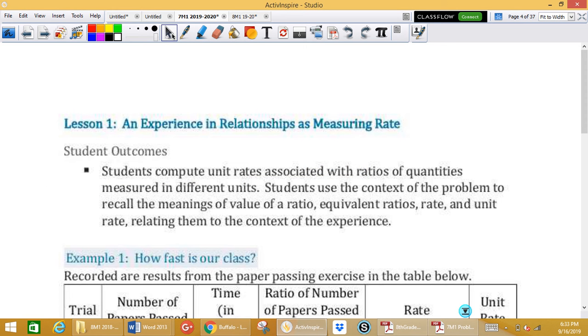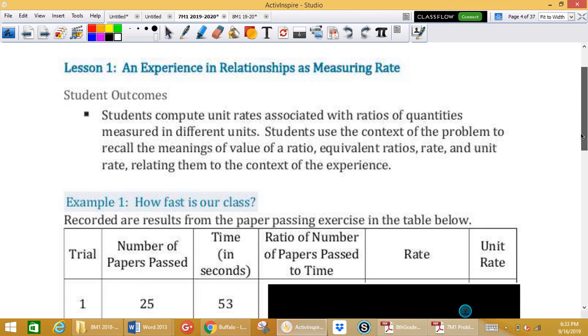Lesson 1, an experience in relationships as measuring rate. Students compute unit rates associated with ratios of quantities measured in different units. Students use the context of the problem to recall the meaning of value of ratio, equivalent ratios, rate, and unit rate, relating them to the context of the experience.